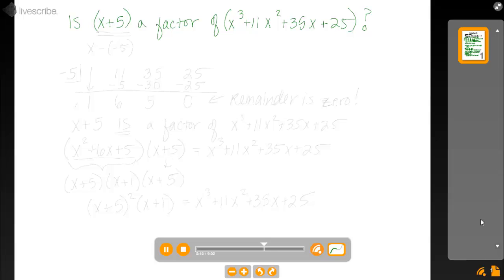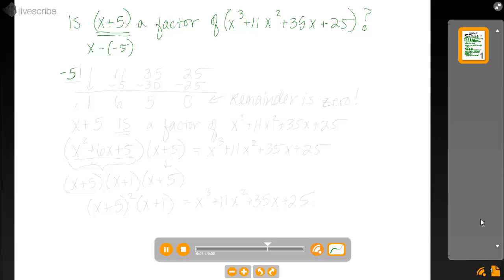Wait a second, I thought we could only use synthetic division if we're dividing by x minus a. We're going to have to divide by x plus 5. Well, that's the same as x minus negative 5. So our a now is really negative 5. It is okay. Let's set up our synthetic division.